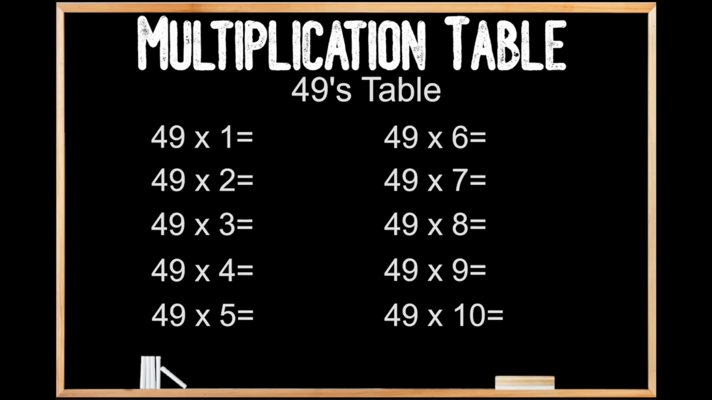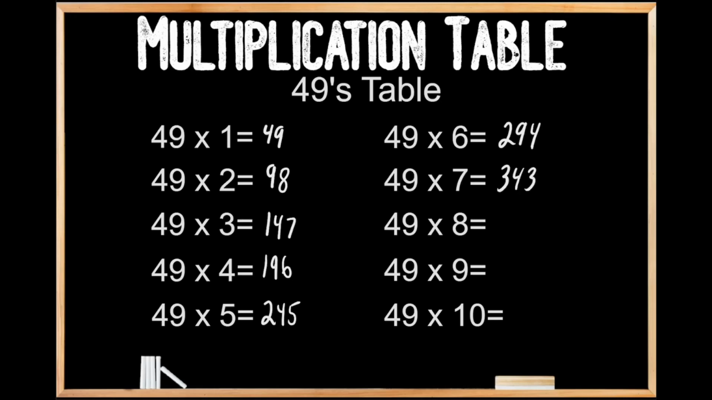49's table. 49 times 1 is 49. 49 times 2 is 98. 49 times 3 is 147. 49 times 4 is 196. 49 times 5 is 245. 49 times 6 is 294. 49 times 7 is 343. 49 times 8 is 392. 49 times 9 is 441. And 49 times 10 is 490.